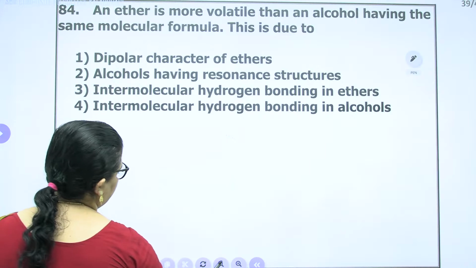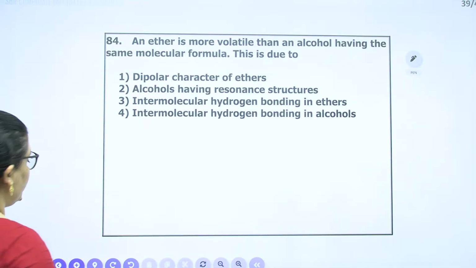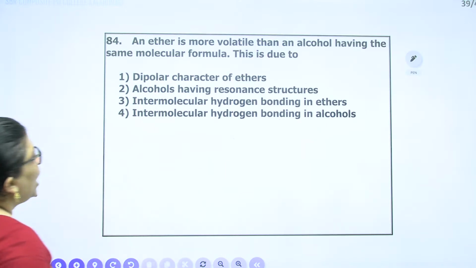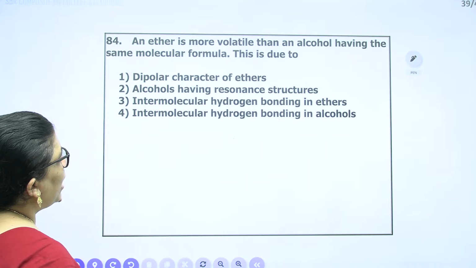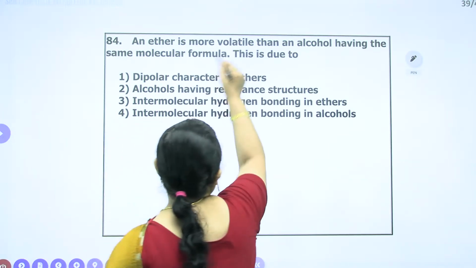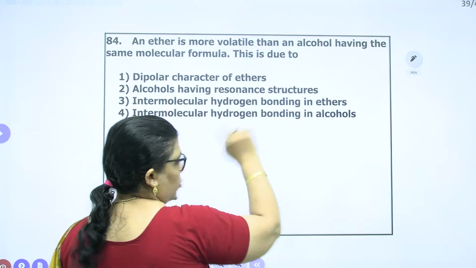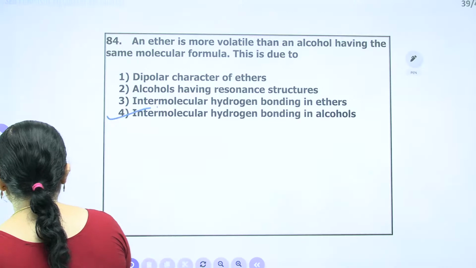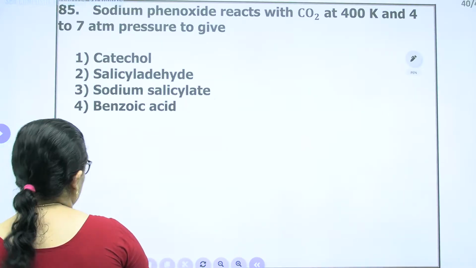Question number 83, sorry, 84. For 83, the second answer. For 84, ether is more volatile as compared to alcohol, but this one we said based upon the solubility. The same answer, volatility and solubility, we can decide both; the option has the same point as the fourth point.